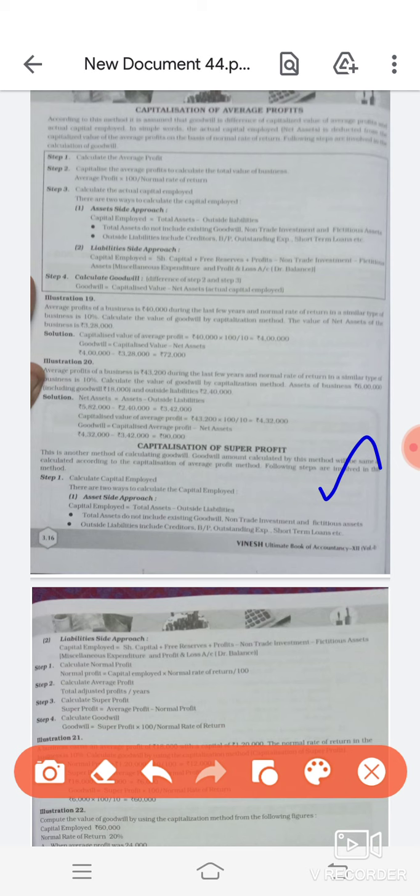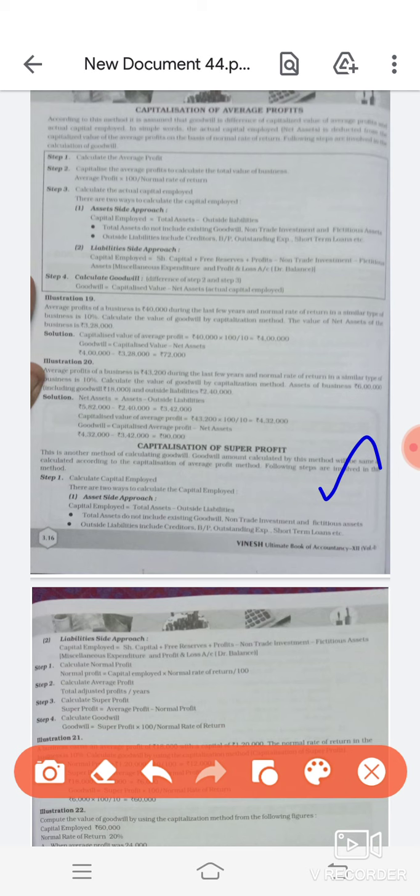Capital employed, asset side approach: what is the formula? Total assets minus outside liabilities, the same format of taking account of assets. In the liability side approach, it is the same: share capital, free reserves and other profits we have to take into account, and we have to subtract the non-trade investment which is on the asset side, and fictitious assets should not be included. In this way also we can calculate the capital employed.